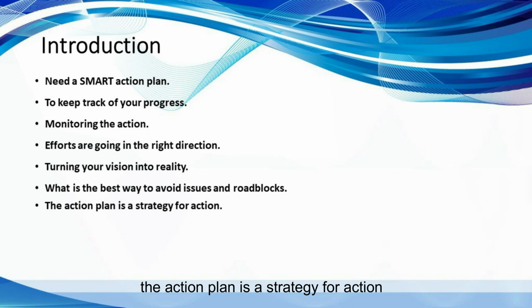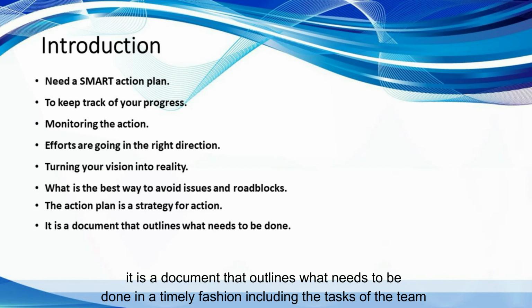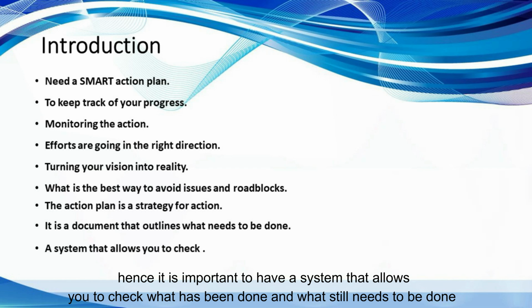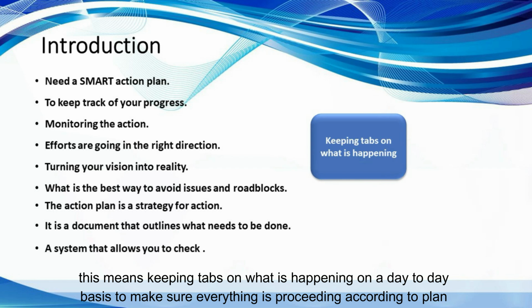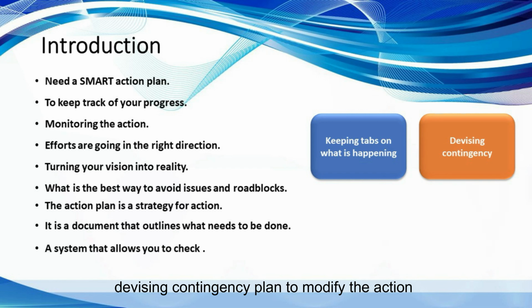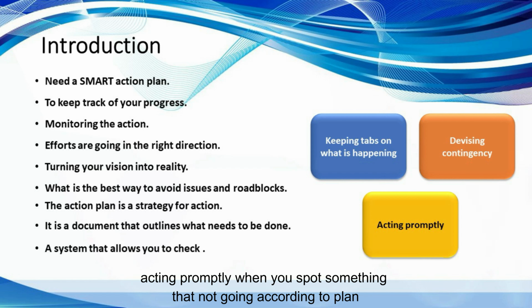The action plan is a strategy for action. It is a document that outlines what needs to be done in a timely fashion, including the task of the team. Hence, it is important to have a system that allows you to check what has been done and what still needs to be done. This means keeping tabs on what is happening on a day-to-day basis to make sure everything is proceeding according to plan, devising a contingency plan to modify the action, and acting promptly when you spot something that is not going according to plan.